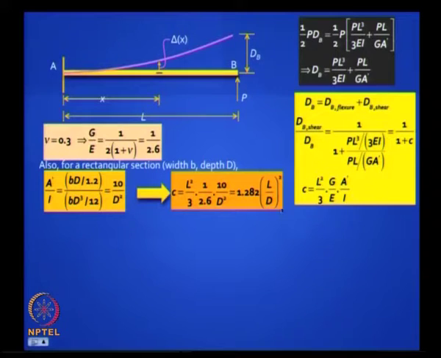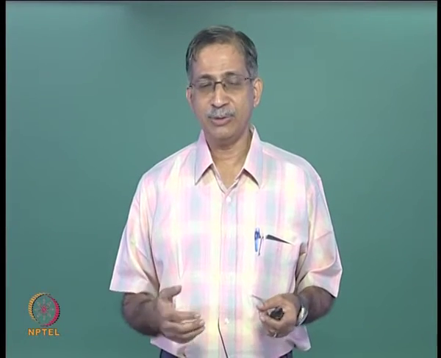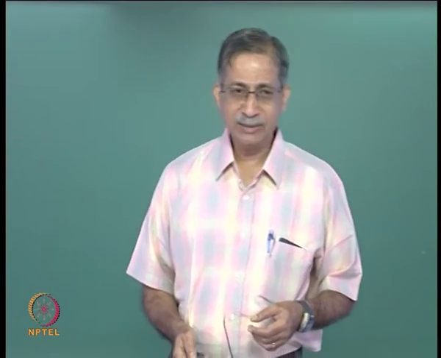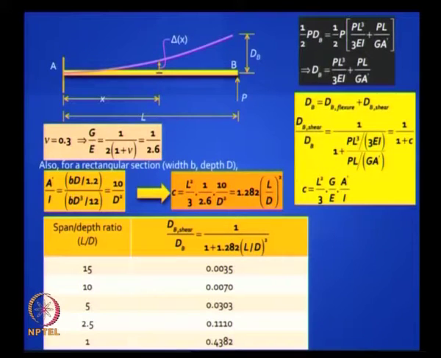So you will find that L by D, the span to overall depth ratio, actually dictates the contribution of shear deformations to the overall deflection, to the overall energy. And if you want to look at some practical examples, if the span by depth ratio is high, as it normally is, which is what makes the beam a skeletal element, a line element, you will find that the ratio of shear deflection to total deflection is low, negligibly low.